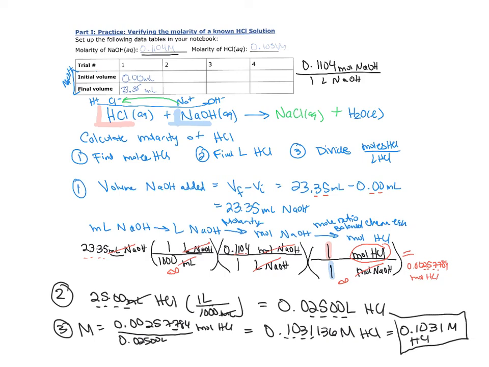And looking at the given, so this was a practice titration, the actual molarity was 0.1031, so I was right on. Okay, so this is an example of how you can find the molarity of a solution that's in the beaker if you know the volume of the solution in the beaker and the volume added from the burette and the molarity of the solution in the burette as well.